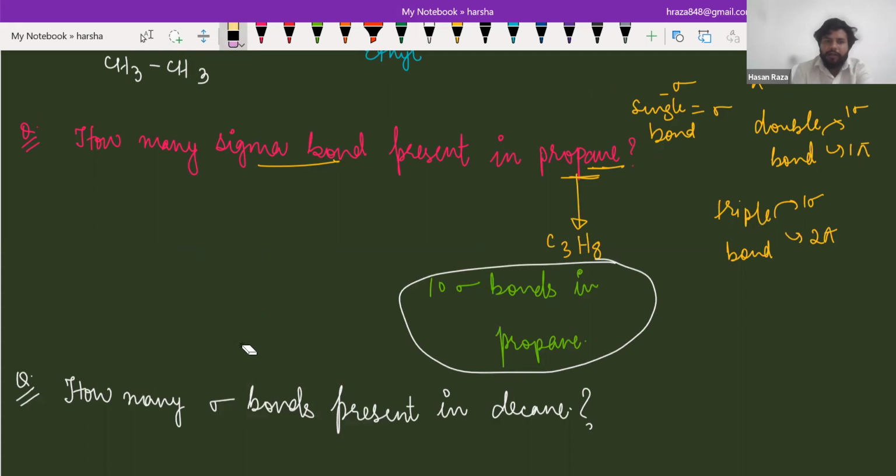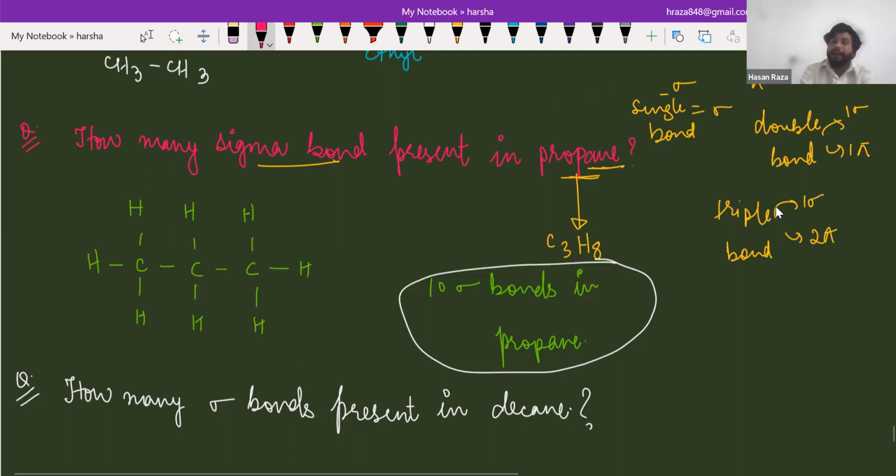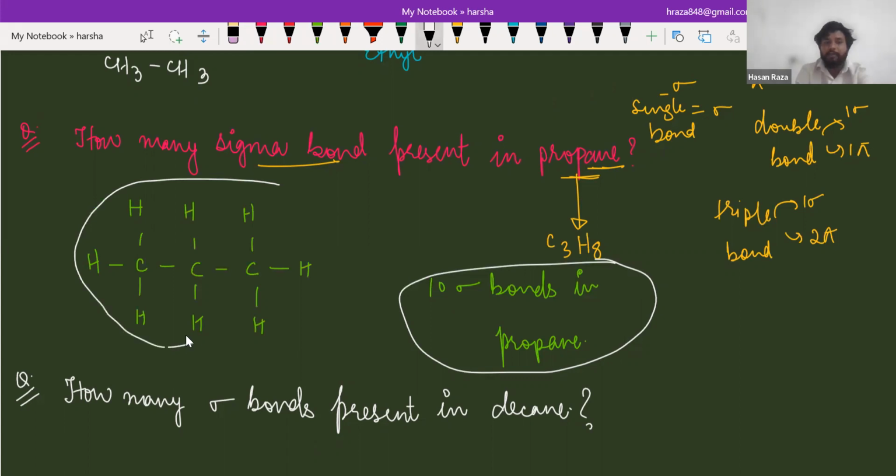So you are going to write the structure of propane first. Do you have any problem in this structure? No, sir. Now, what I told you for sigma and pi bond in the previous classes, when we had single bond, double bond, and triple bond. Look at the structure: all are singly bonded. There is no double bond, no triple bond. Martin, please do respond.